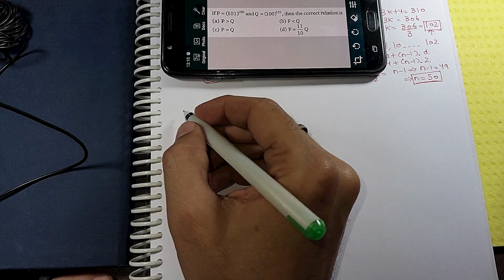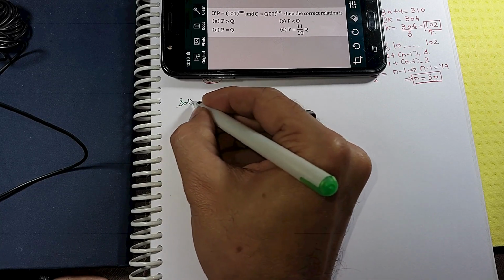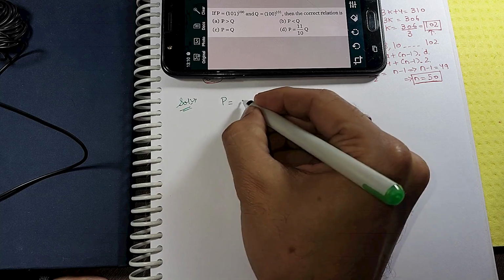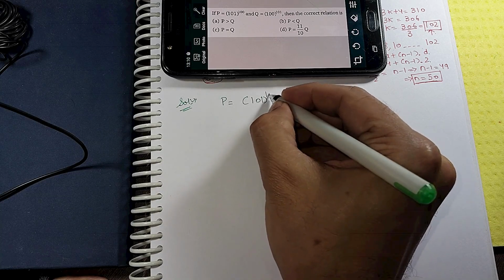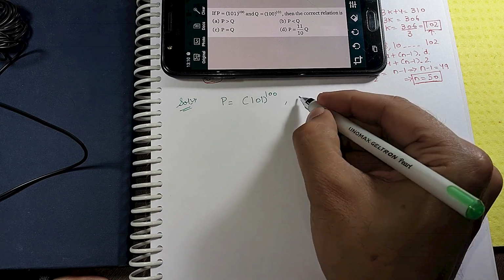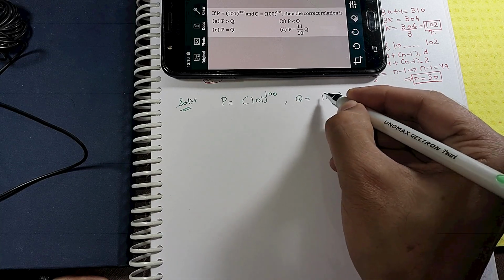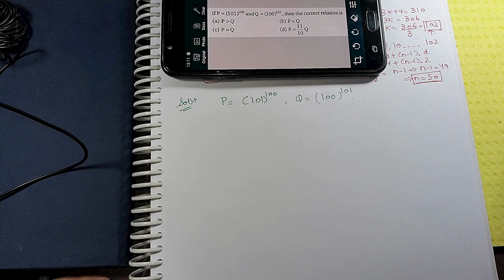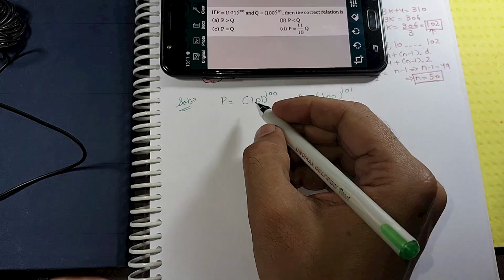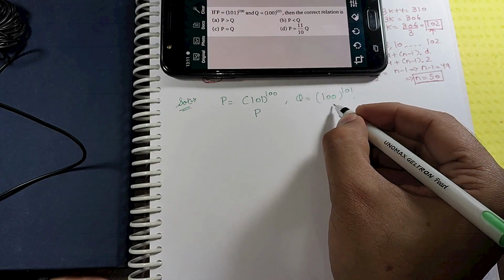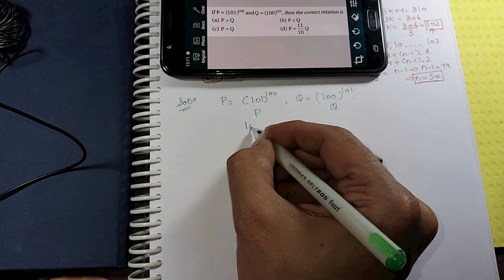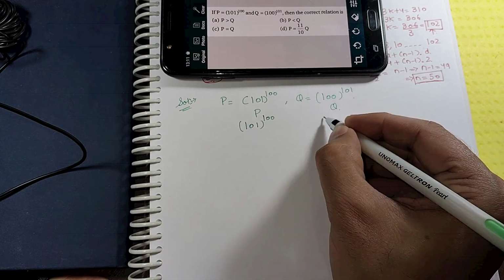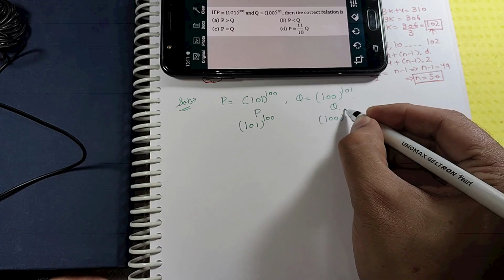If P is equal to 101 raised to power 100, and Q is equal to 100 raised to power 101, right? Then the correct relation is P is greater than Q, P is less than Q, P is equal to Q, or P is equal to 11 by 10 of Q. Now here I will write P, here I will write Q. Now P is equal to 101 whole raised to power 100 and Q is 100 raised to power 101, right?